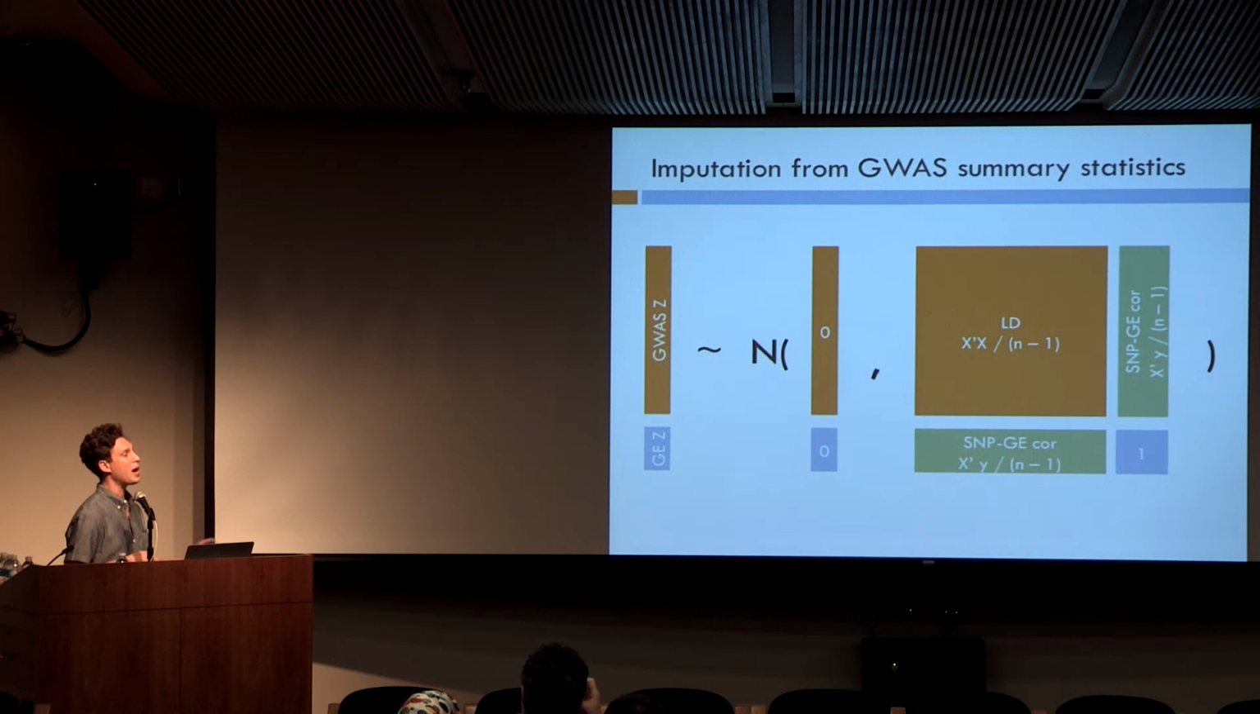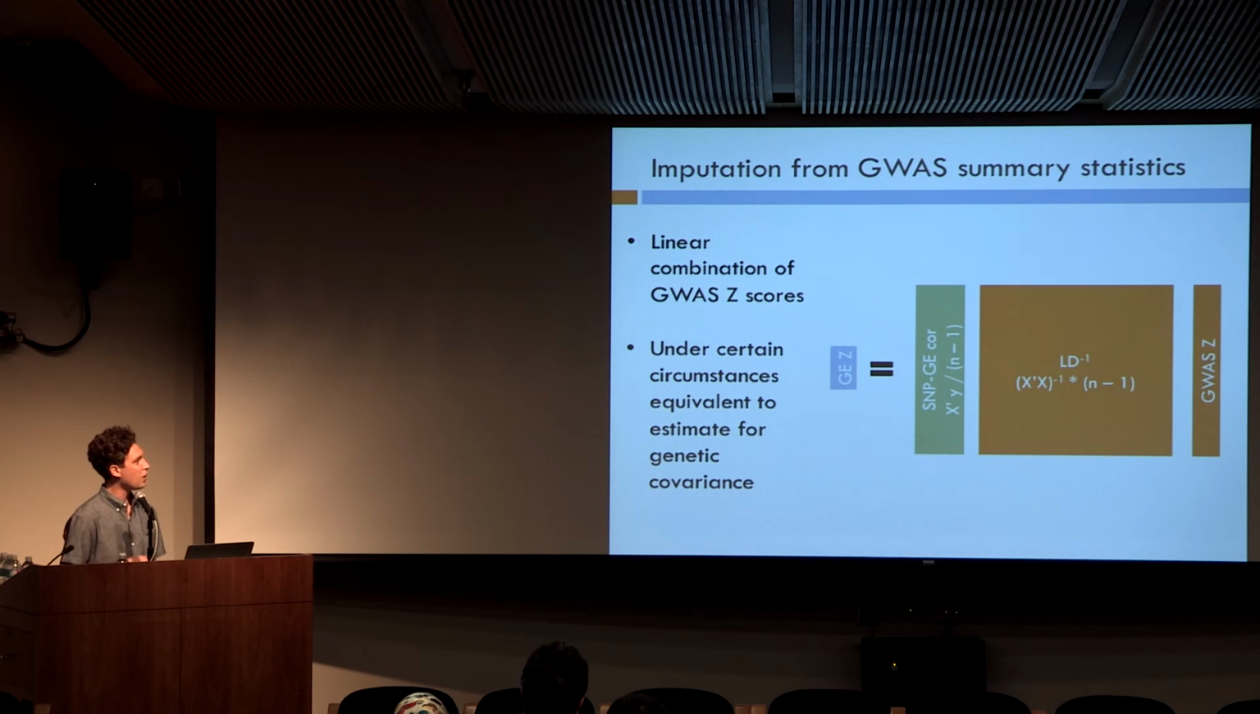So you can approximately model that under a normal assumption, where all we need is LD estimated from an external panel, and then the covariance estimated between these SNPs and the gene expression. All that says is that this z-score here is really just a linear combination of the GWAS z-scores under certain assumptions while we take LD into account, right? And not only that, but under certain circumstances, this model is equivalent to just estimating the genetic covariance between the cis-regulated expression and the trait of interest or disease of interest.